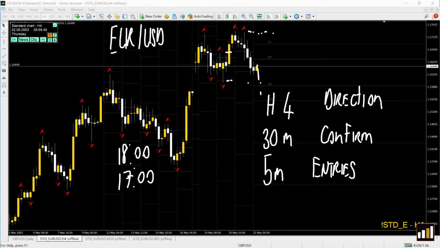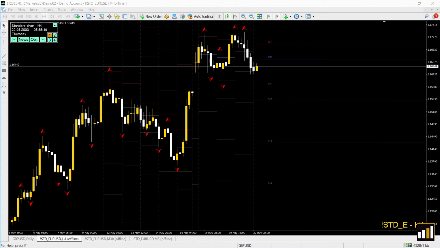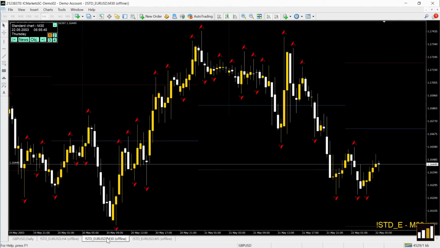Okay, so let me show you how it all works. On your 4-hourly chart, you've found your direction, and in this case we are long because price has broken up. Now the 30-minute chart also needs to be long. You need to wait for your last fractal to break to the long side.